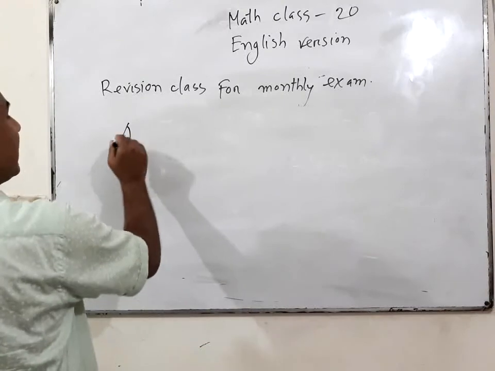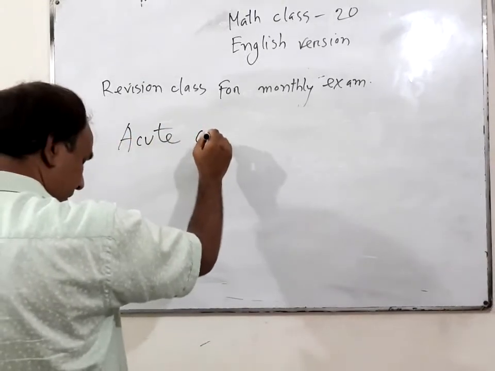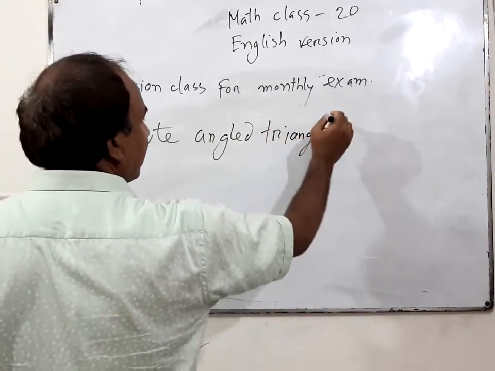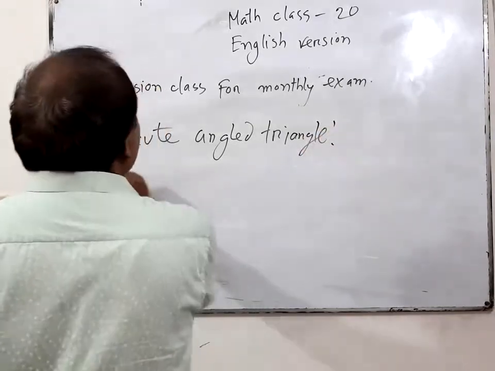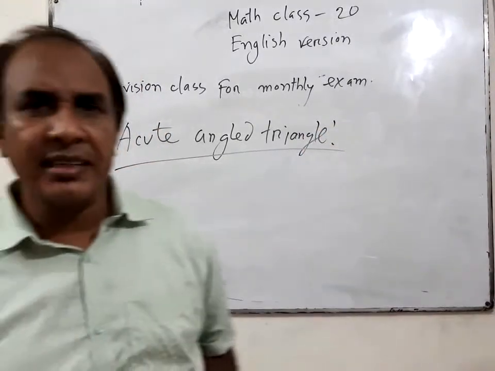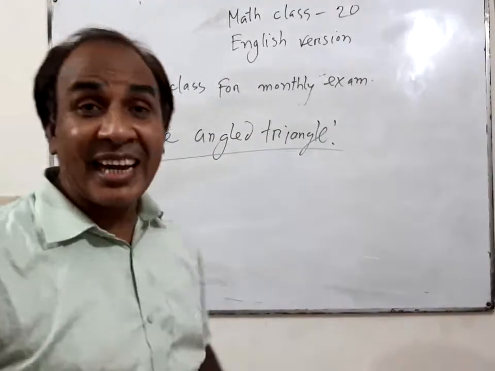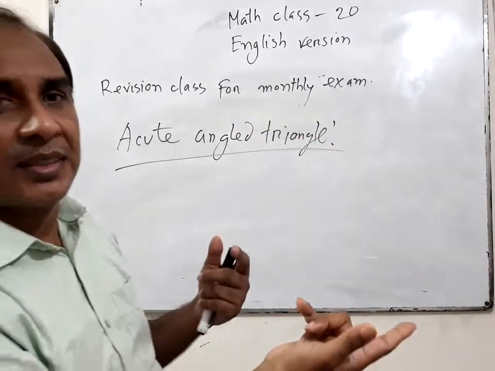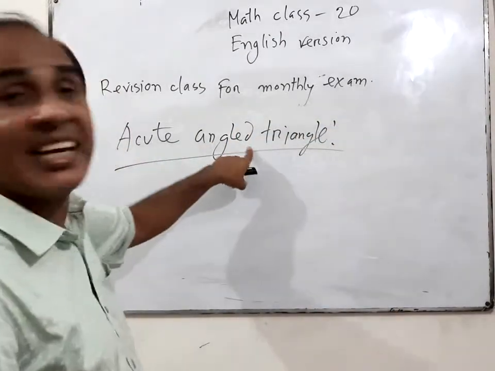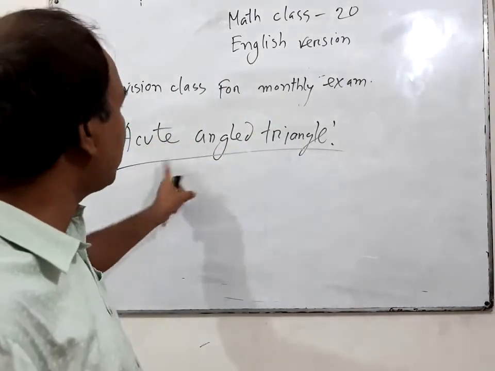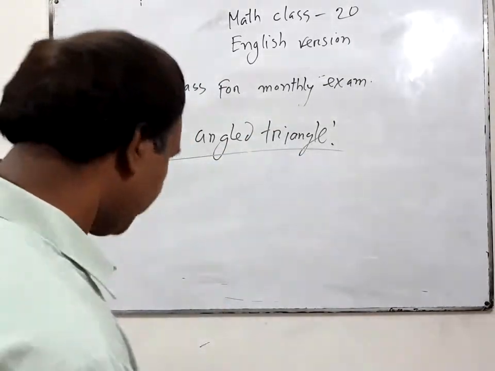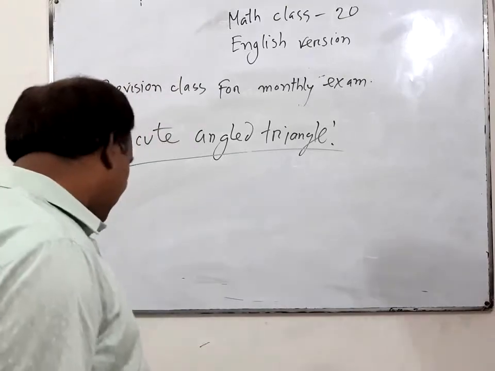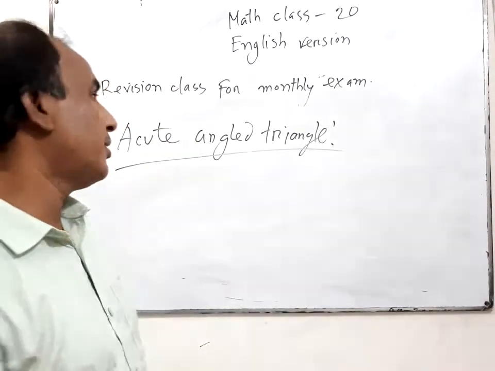Firstly is acute angle. Acute angled triangle. You can also say acute angle triangle, but we have to say acute angled triangle, which in Bengali we say সূক্ষ্ম কোণী ত্রিভুজ. For that purpose they said acute angled. It is not past tense, it is acute angle, like that, সূক্ষ্ম কোণী ত্রিভুজ. The triangle having 3 acute angles is called acute angle triangle.